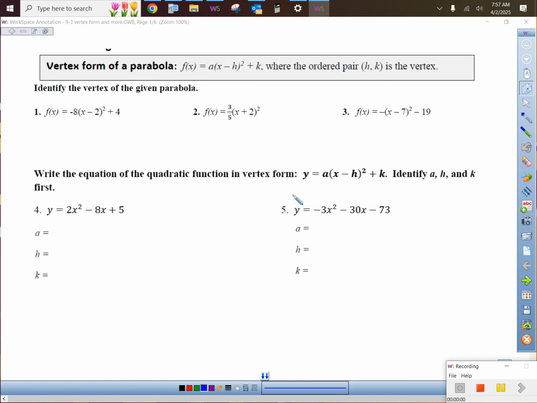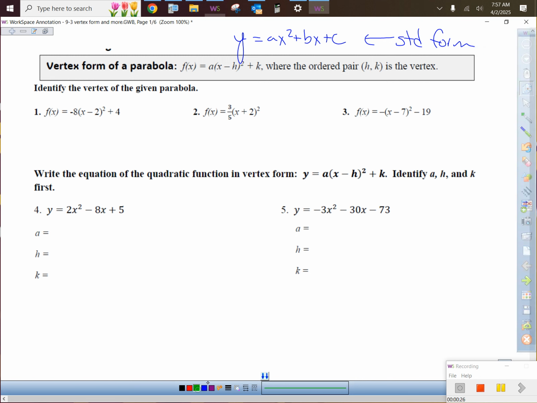All right, we're in 9.3. We have learned all the ways to solve the quadratic equation, and now we're going to kind of switch gears. Everything we have dealt with quadratics has been in this form, ax squared plus bx plus c. This is called standard form of a quadratic equation. There are other ways to look at a parabola, right? Today we learn about vertex form.